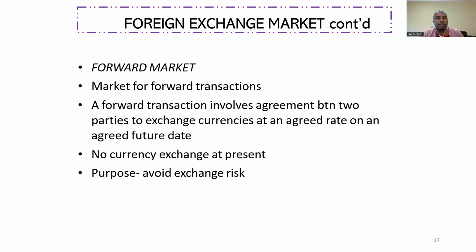The forward market is a market for forward transactions. A forward transaction involves an agreement between two parties called counterparties to exchange currencies at an agreed rate on an agreed future date. So the rate is agreed today, but the time of the execution of the transaction is at an agreed future date. But the agreement is reached today. So that's a forward transaction. So in the present, there is no currency which is exchanged.